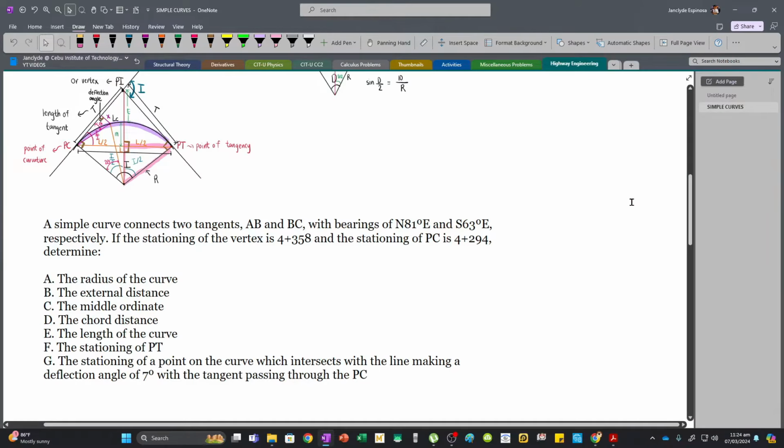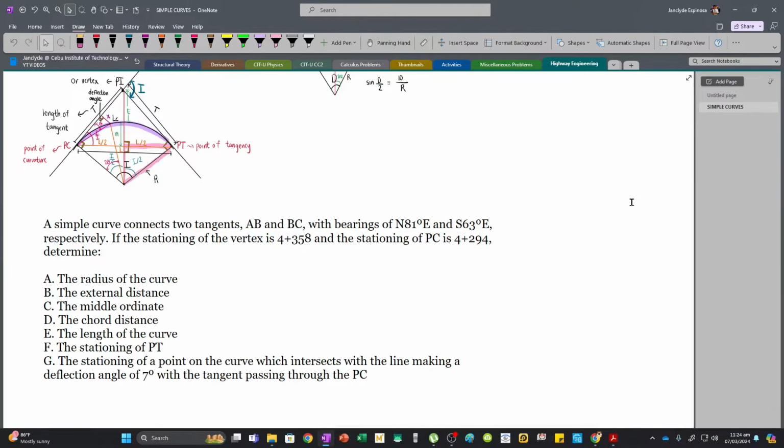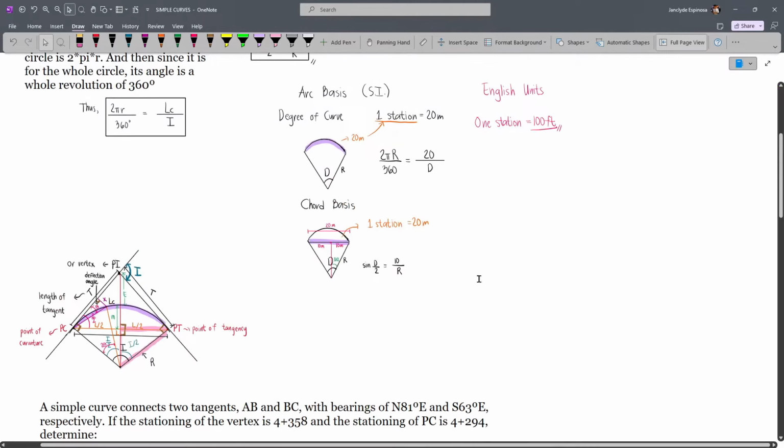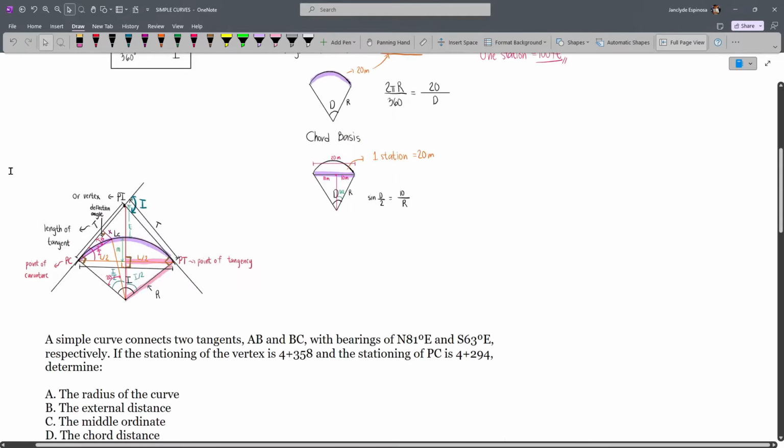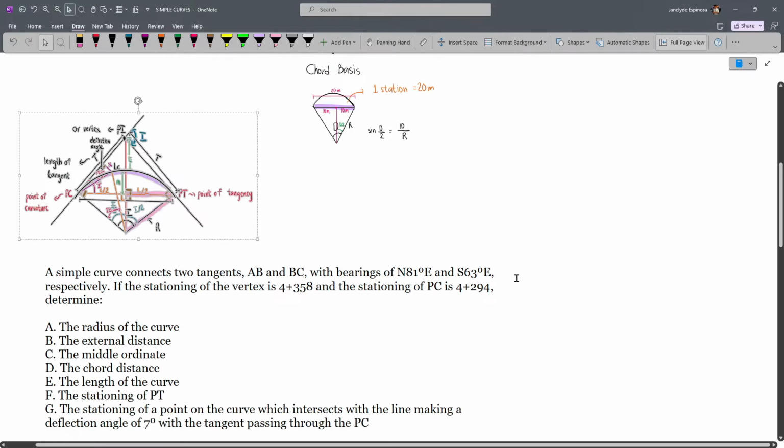Sa video natin ngayon, we'll try to solve problems involving simple curves. Now in our previous video, I already derived all the formulas that we will use, and so we'll just base our calculations from this figure. So copy na lang natin.